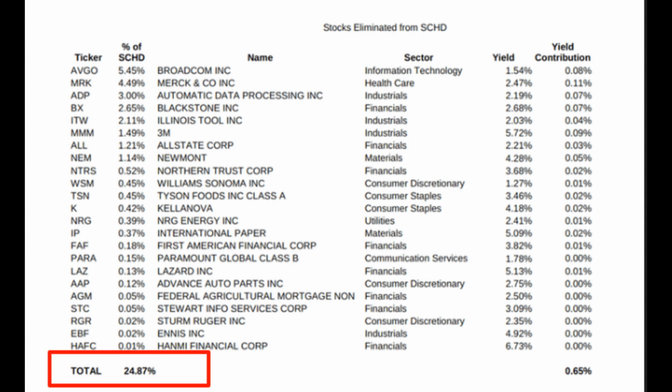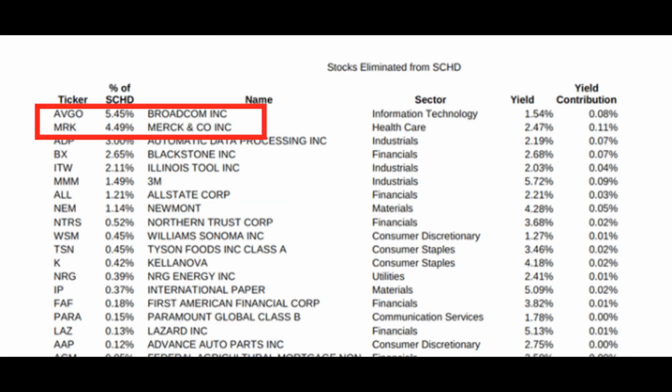This year, they were pretty big. Almost 25% of all the stocks were eliminated. Here is a list of stocks that were removed. I'm not gonna go through all of them, as you can pause and see the list yourself, but just through some notable ones. We first see that the top stocks comprising 10% of the fund, Broadcom and Merck, were removed.